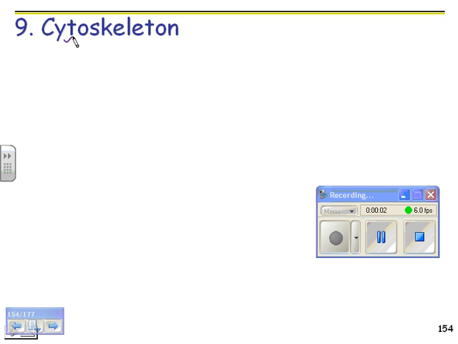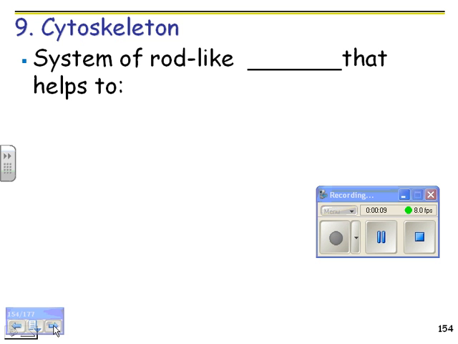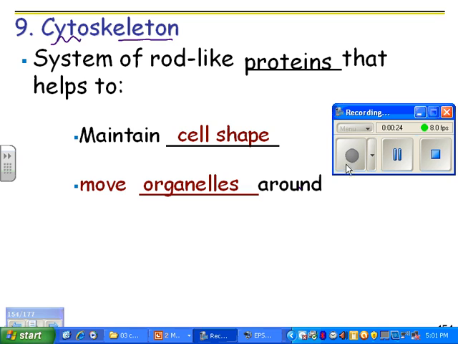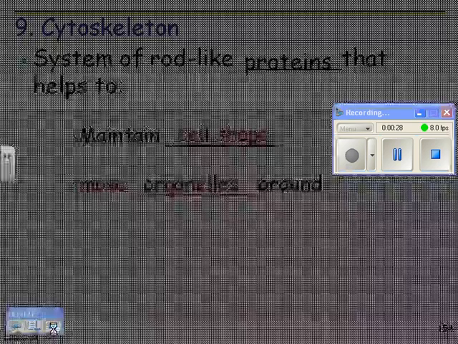Cytoskeleton: cyto for cell, and you know what the skeleton does in your body, so it's really the same kind of idea but within a cell. This is a system of rod-like proteins, and they help to do a lot of the same things that your skeleton does for your body, but within a cell, so they give it structure. They maintain the cell shape, and they also help to move organelles around, just like your skeleton helps to move your body around in coordination with your muscles. So it's sort of like that.